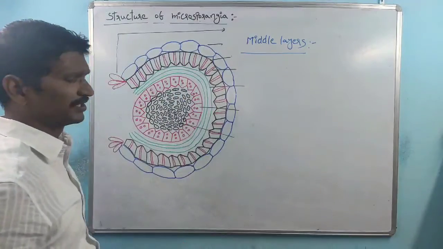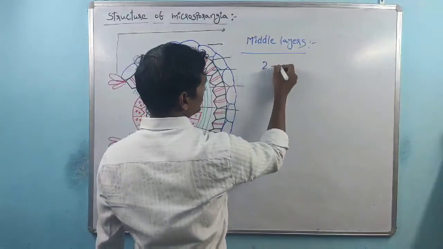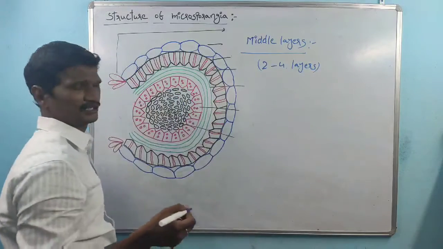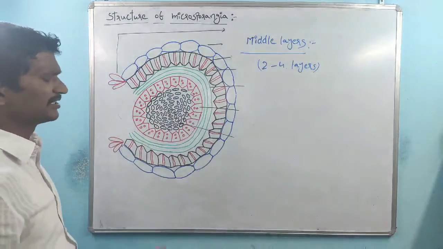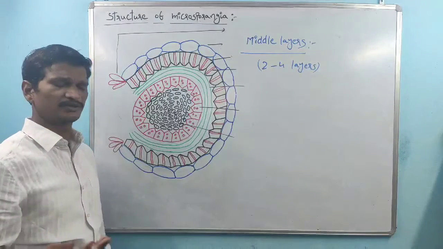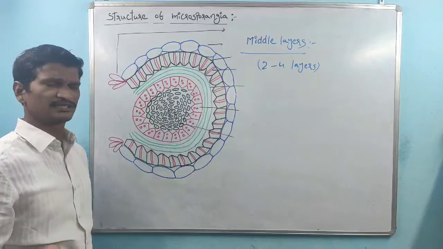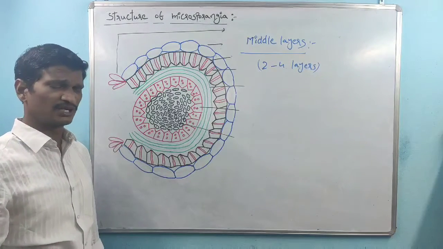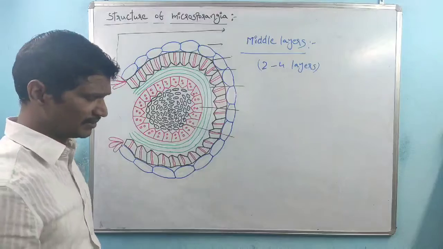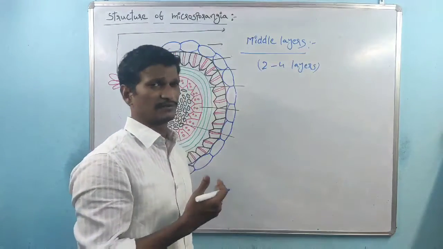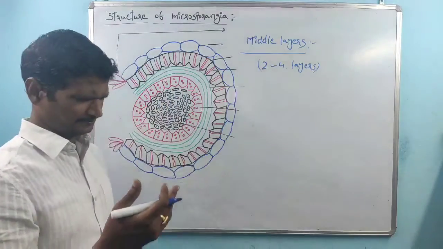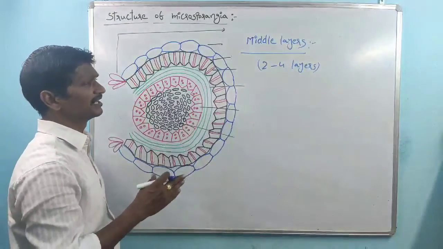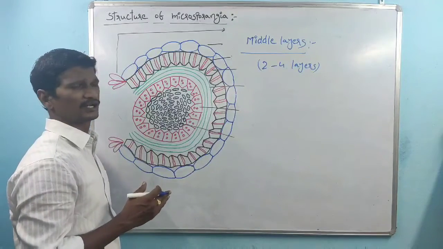Middle layers, right? Inside to the endothelium there are 2 to 4 layers, which are nothing but middle layers. In some anthers maybe 2, in some maybe 4, in some maybe 3. The number of layers differs from one species' anther to another. Maybe in hibiscus 3 are maintained, maybe in Capsella 4 are maintained. So the range of middle layers is 2 to 4.